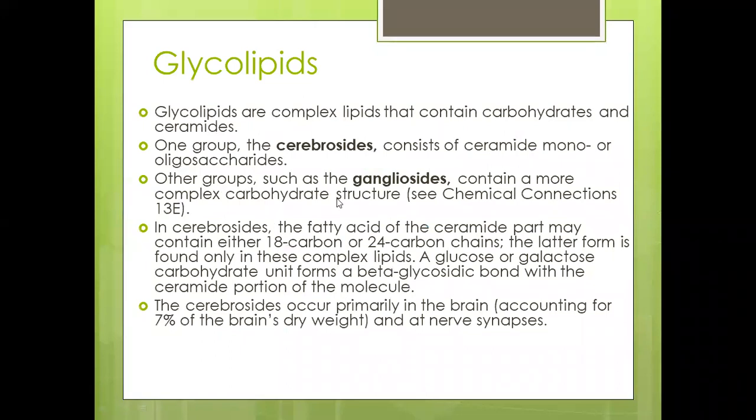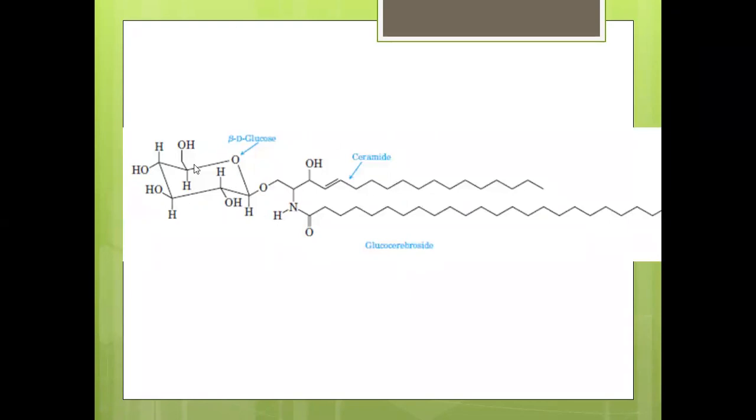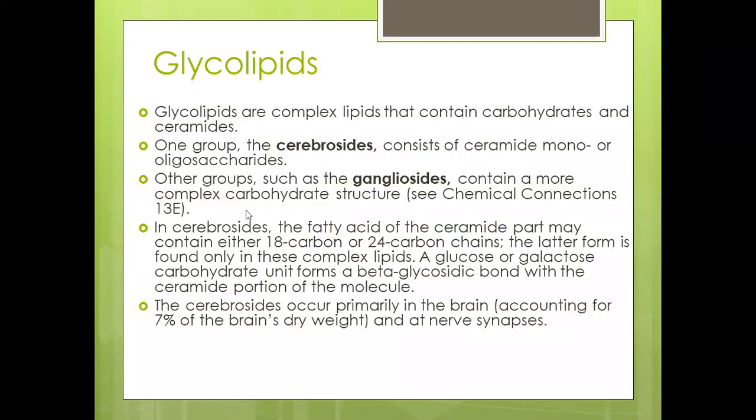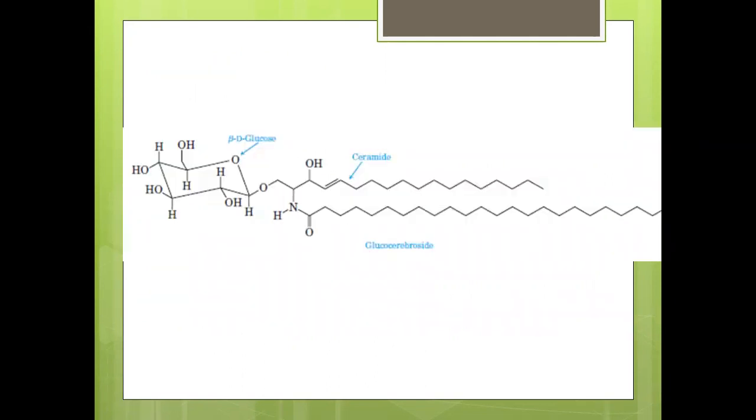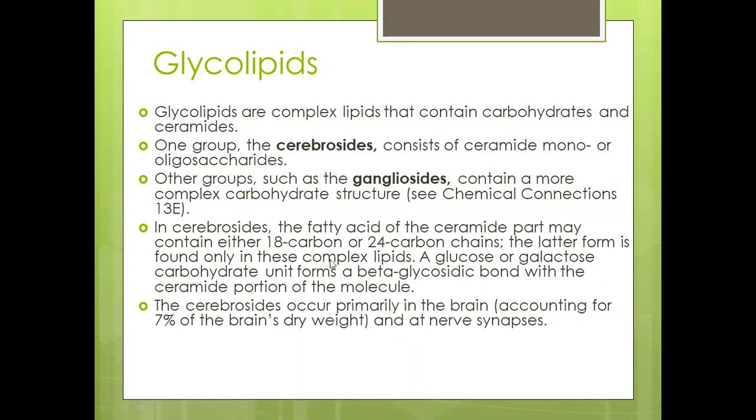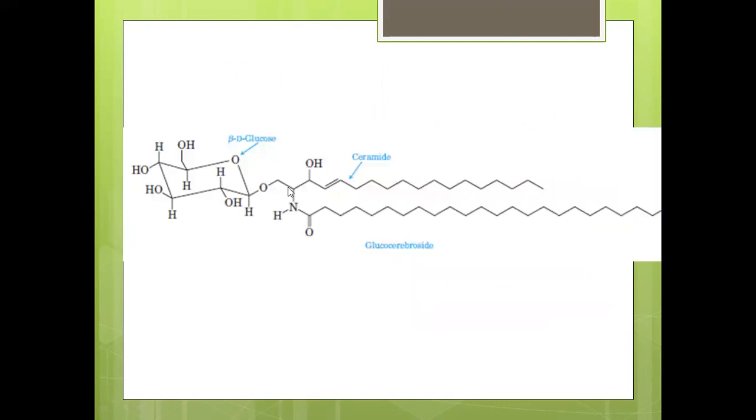So other groups such as gangliosides contain a more complex carbohydrate structure. So here is your carbohydrate structure attached to the third carbon. In cerebrosides, the fatty acids of the ceramide part may contain either 18 carbon or 24 carbon chains. Kani, you may have 18 to 24 carbon chains. And the latter form is found only in the complex lipid. So pag taas-taas ng carbon, you can find that in a more complex lipid. A glucose or a galactose carbohydrate unit form a beta glycosidic bond with the ceramide portion. Kani.